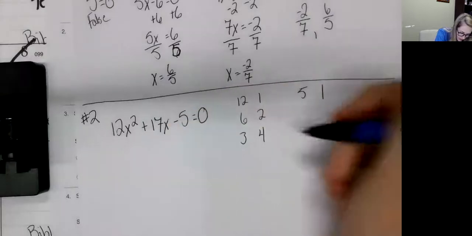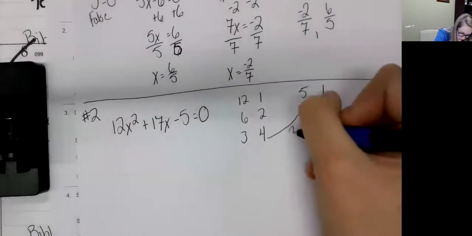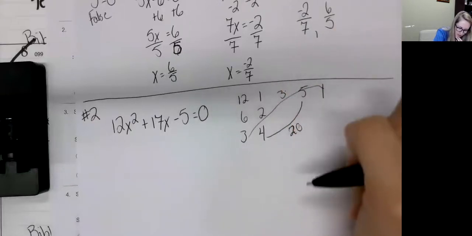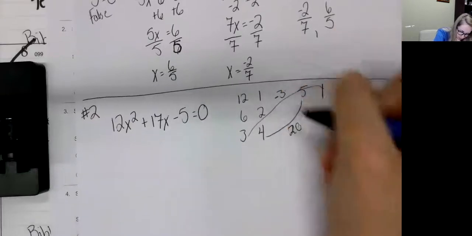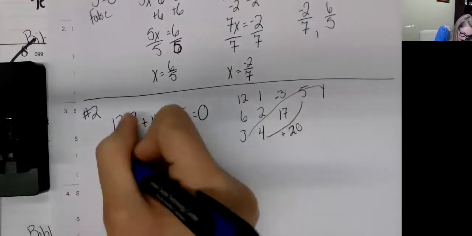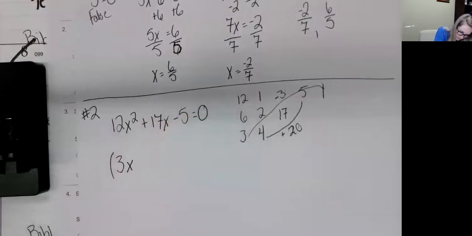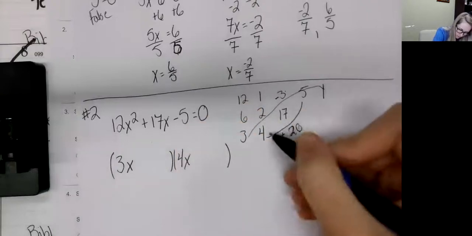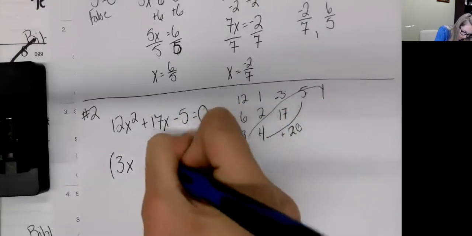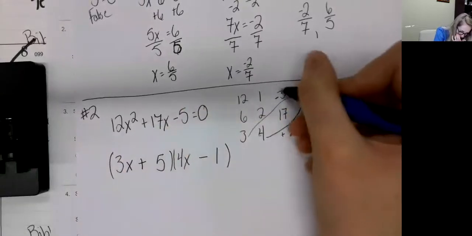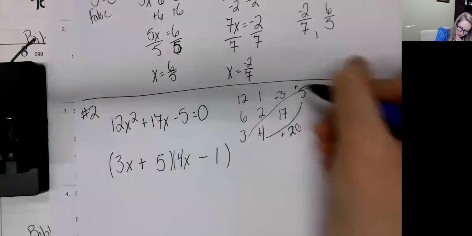So we're subtracting to get 17. I know 5 times 4 is 20, and 3 times 1 is 3. 20 subtract 3 would be 17, and I need it to be a positive 17. So I'm going to have 3x and 4x. Then my 4 has to multiply by the 5, so my 5 will go here. And my 1 will be negative, because since this was -3, this had to be -1 and positive 5.